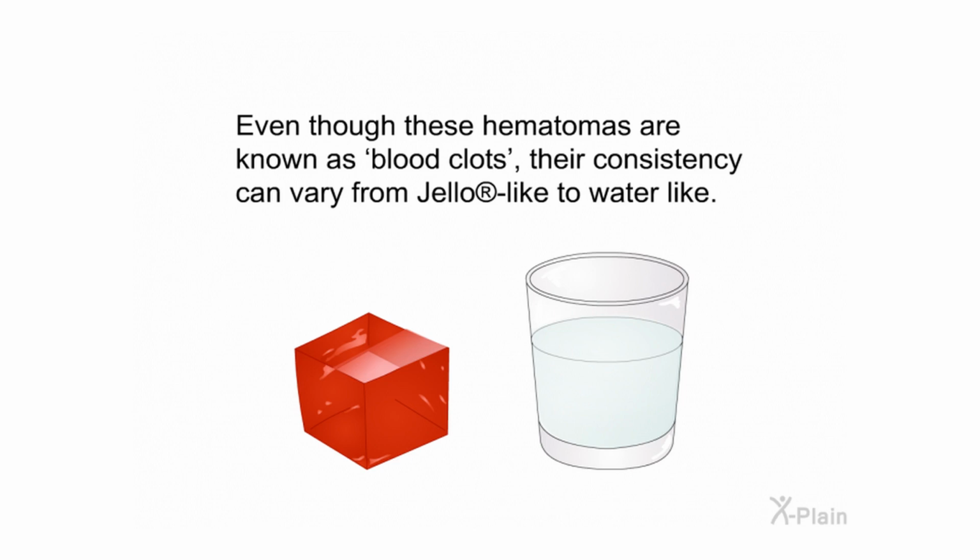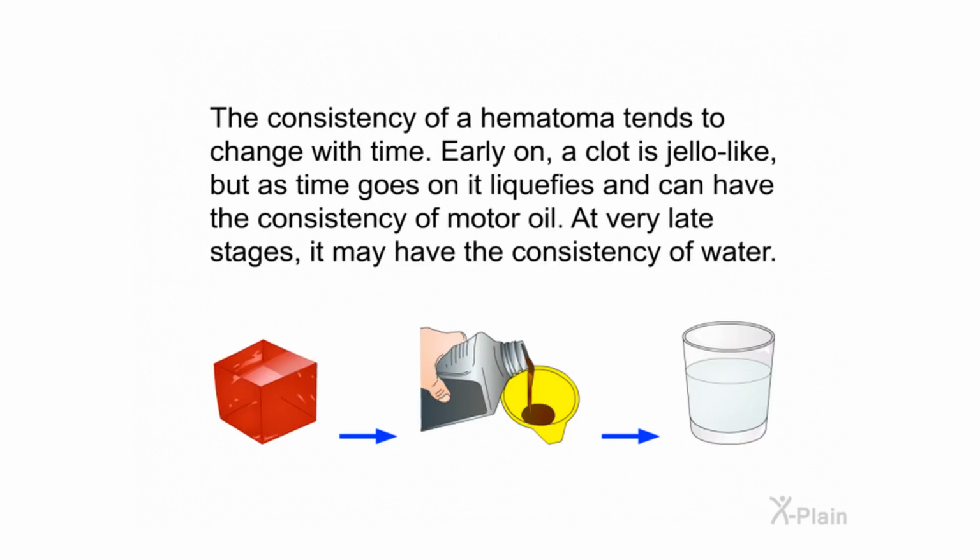Even though these hematomas are known as blood clots, their consistency can vary from jello-like to water-like. The consistency of a hematoma tends to change with time. Early on, a clot is jello-like, but as time goes on, it liquefies and can have the consistency of motor oil. At very late stages, it may have the consistency of water.